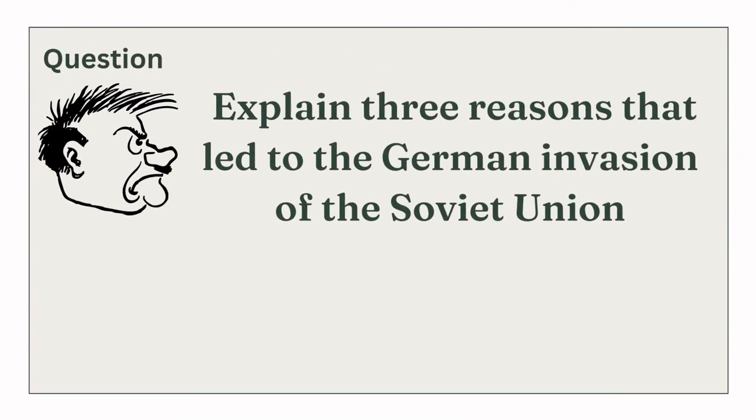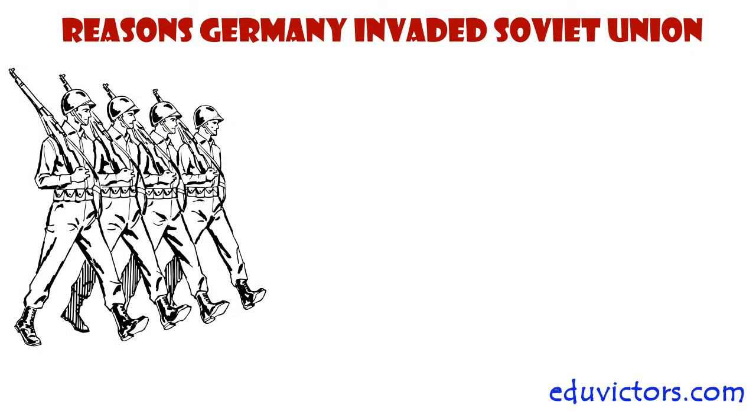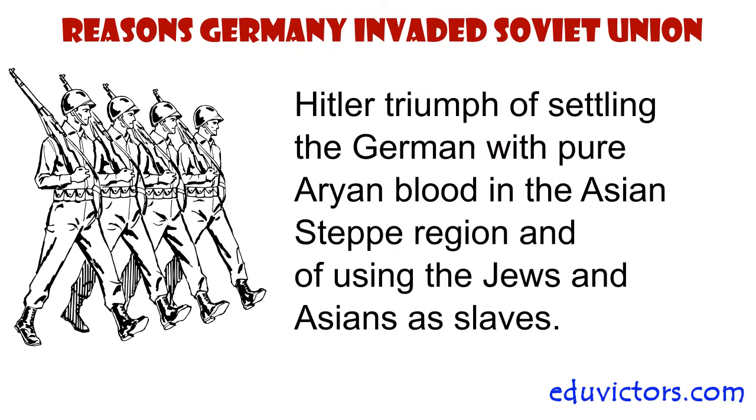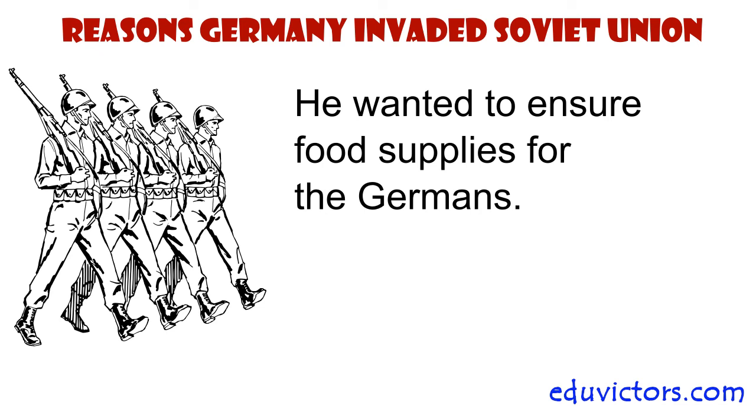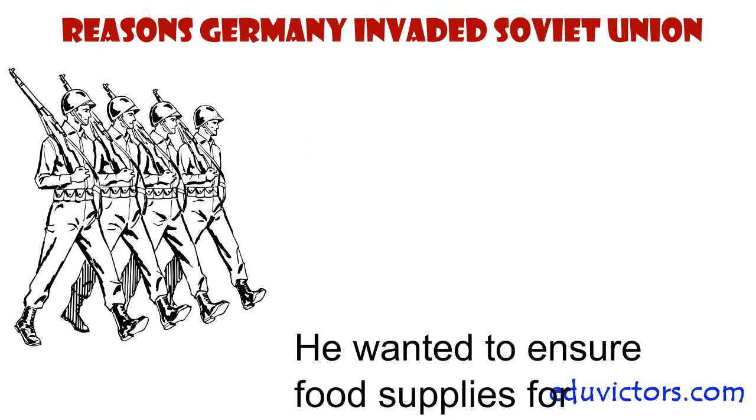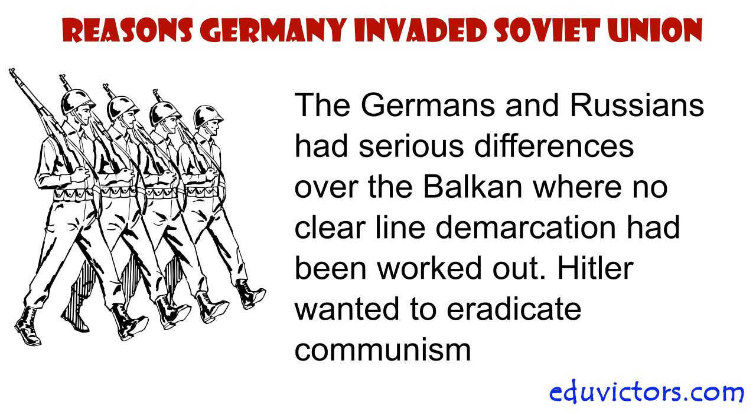Explain three reasons that led to the German invasion of the Soviet Union. Reasons leading to this German invasion were: Hitler dreamt of settling Germans with pure Aryan blood in the Asian steppe region and of using the Jews and Asians as slaves. He wanted to ensure food supplies for the Germans. The Germans and Russians had serious differences over the Balkans, where no clear line of demarcation had been worked out. Hitler wanted to eradicate communism.